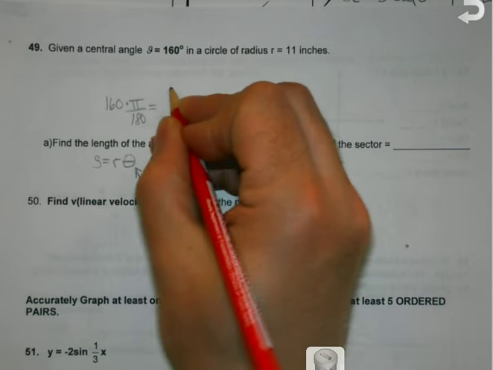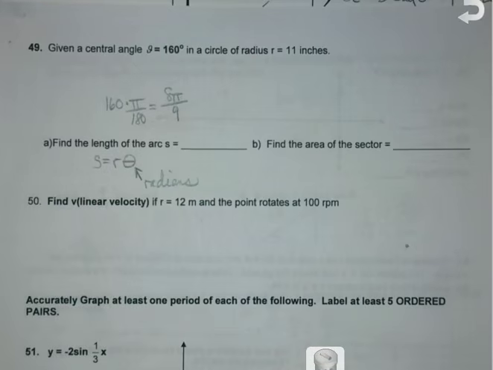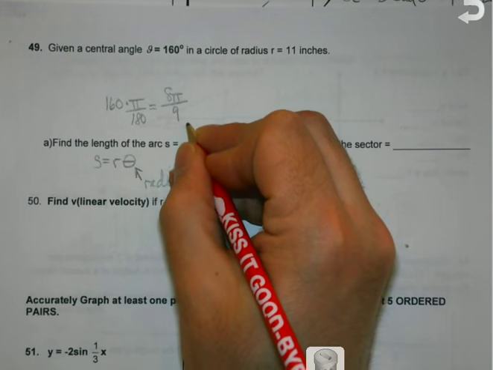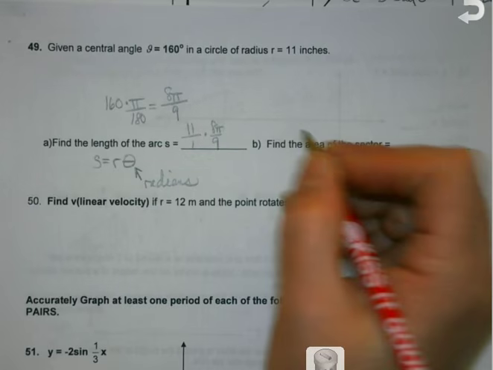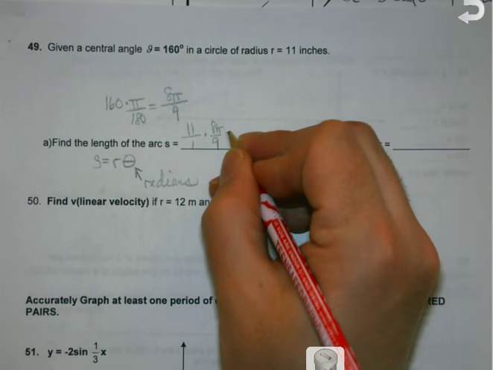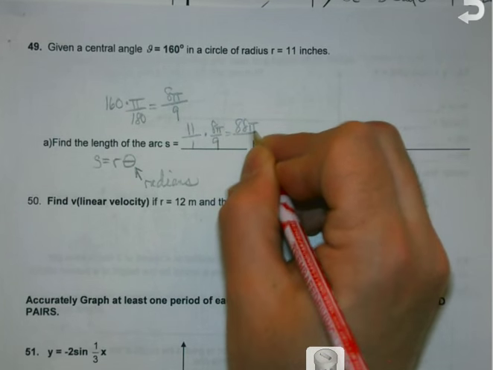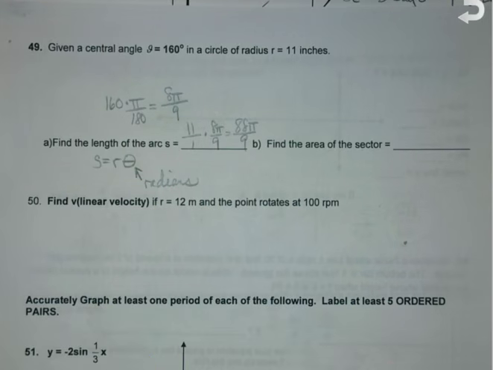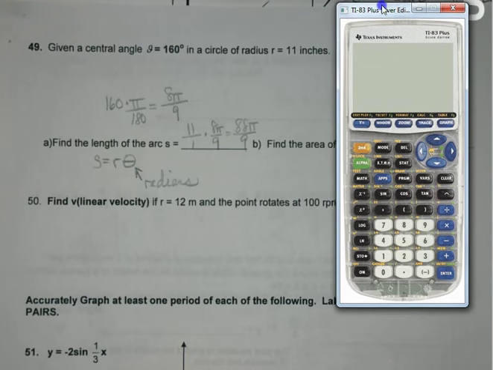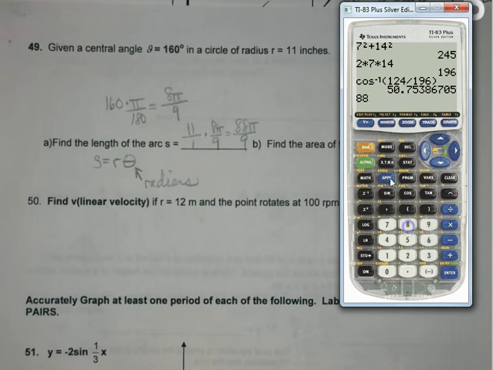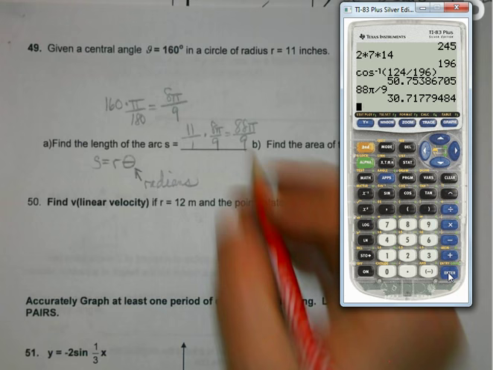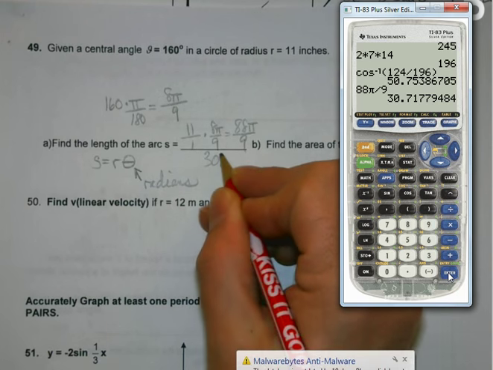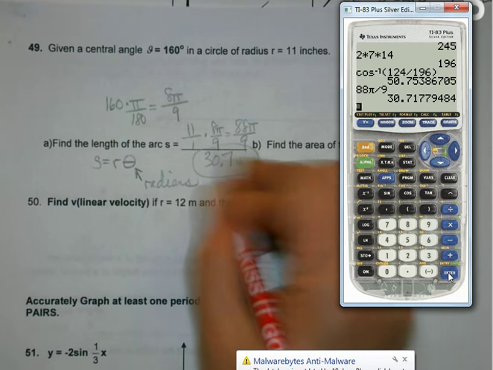So here, we have 8 pi over 9 times 11. And we normally don't talk in language like 88 pi over 9, to be perfectly honest. I wouldn't mark it wrong if you did it. 88 pi divided by 9. So about 30.7 inches.